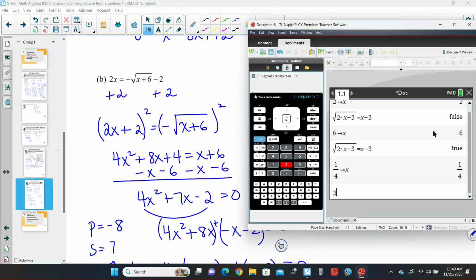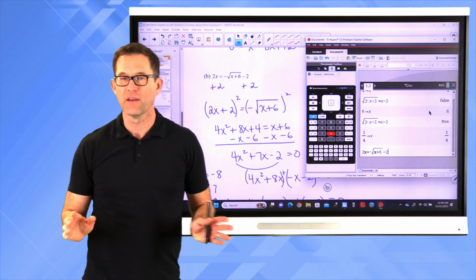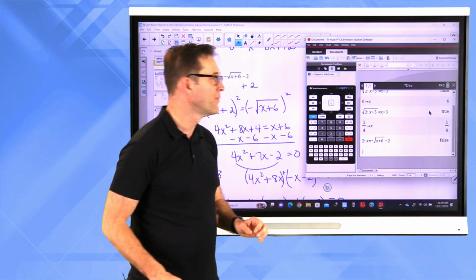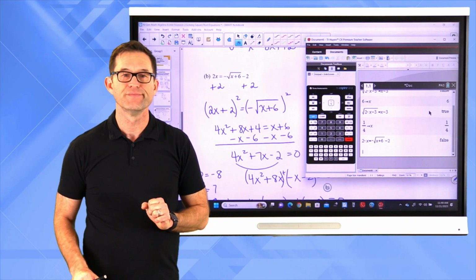So now we're going to type in 2x is equal to, always use the original equation. Don't use any transformed part of it. Otherwise, you could be checking something that already has a mistake in it, right? So I've stored 1/4 in for x. I've typed out my equation. I hit enter, and it's false, right?